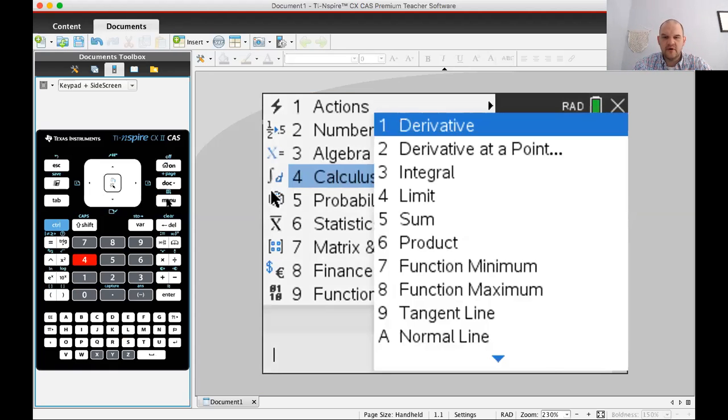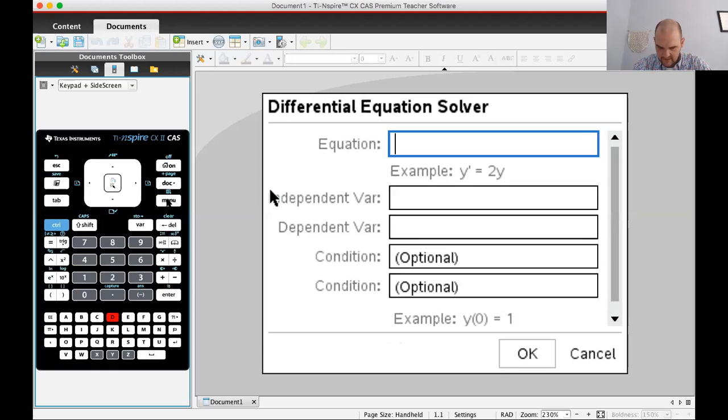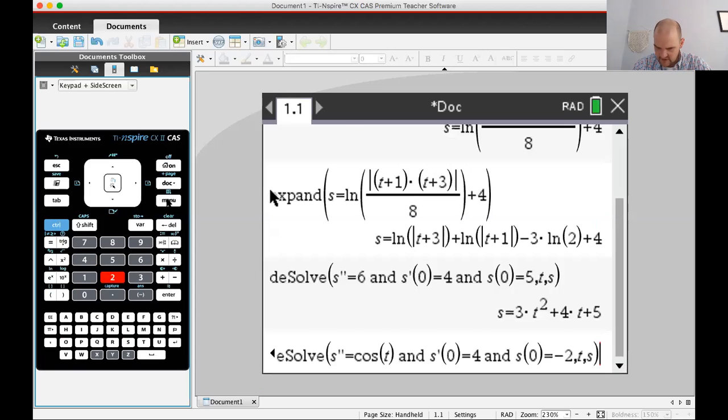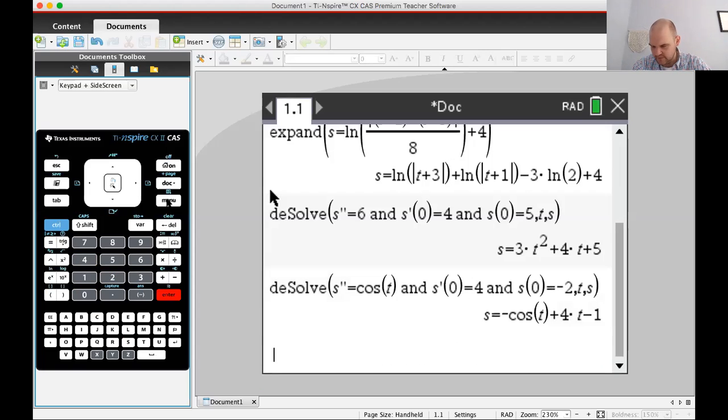So menu 4, option D, S double prime is equal to cosine of t. And then independent is t, dependent is S. S prime of 0 should be 4, and S of 0 should be -2. I don't even remember using that. Okay, I guess I did. Press enter. I get negative cosine of t plus 4t minus 1, which is exactly what we got. So it worked. And your calculator is amazing at checking these things for you.